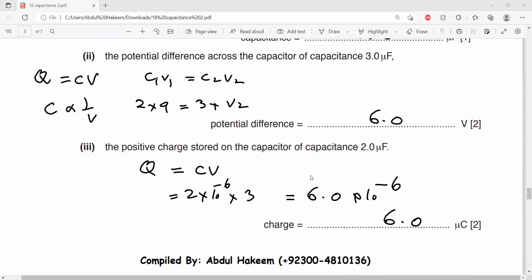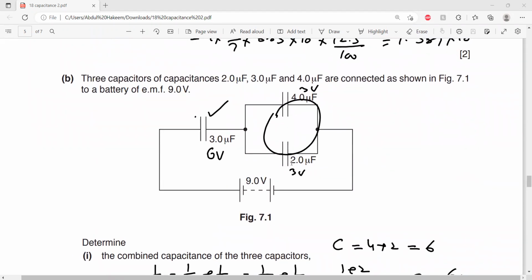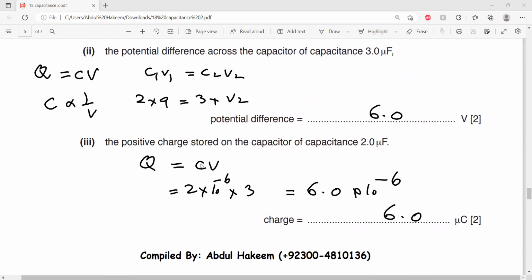Next part, the positive charge stored on the capacitor of 2 microfarad. Look, Q is equal to CV. In 2 microfarad over here, capacitance is 2 into 10 power minus 6, and its voltage is 3. So the answer is 6 into 10 power minus 6, so 6 microcoulomb.